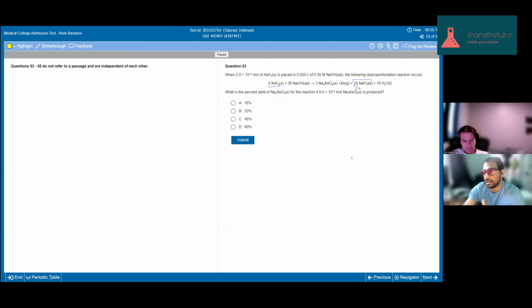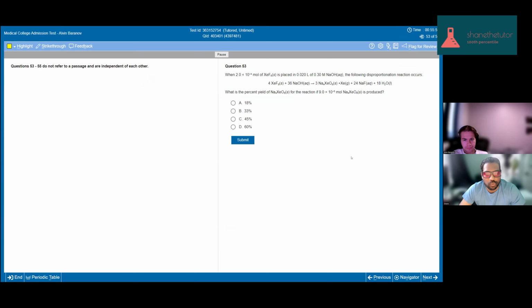Let's say it's 100% yield. That means that the actual amount is equal to the theoretical, which is the maximum amount. So percent yield is what you get if you were to do the experiment, compared to the theoretical maximum. So actual over theoretical times 100 would be the formula. Got it. Okay.